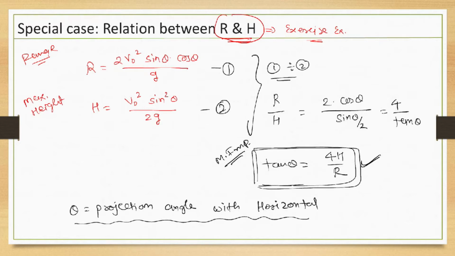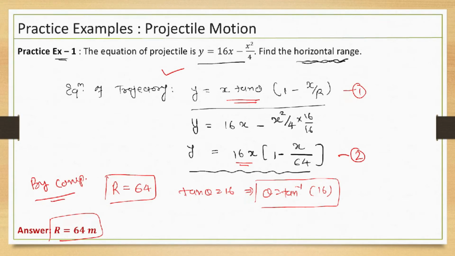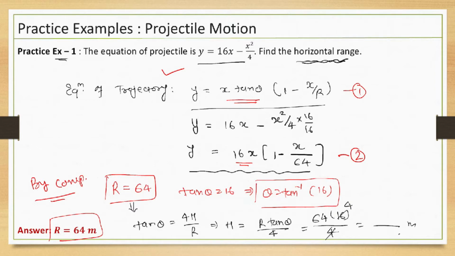If you want to solve this problem from this, see, suppose we have to find the height. R is known, tan theta is known. Suppose the maximum height has to be found from this equation, what should we use? Tan theta is equal to 4H upon R. So from this, H is equal to R tan theta upon 4. So what is R? R is 64. What is tan theta? That is 16 upon 4. So 4 4s are 16, and this is your answer in meters.